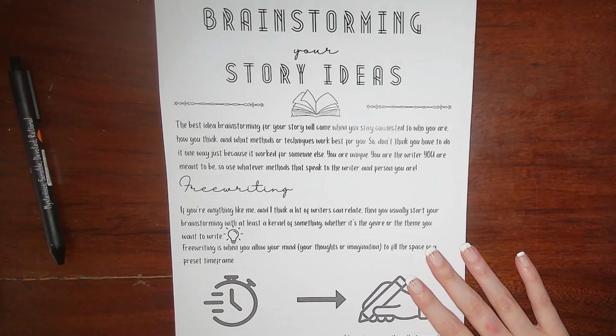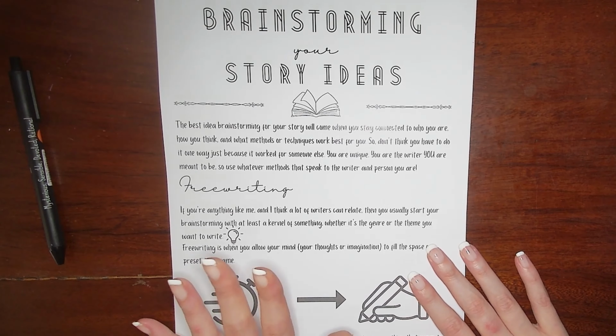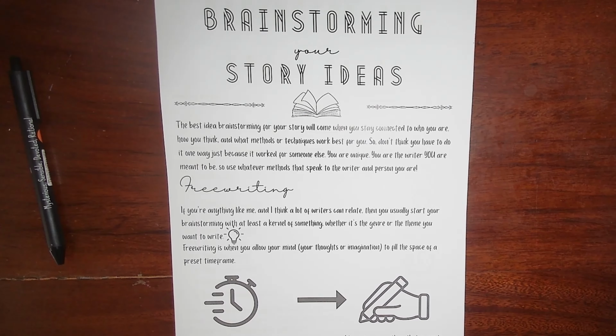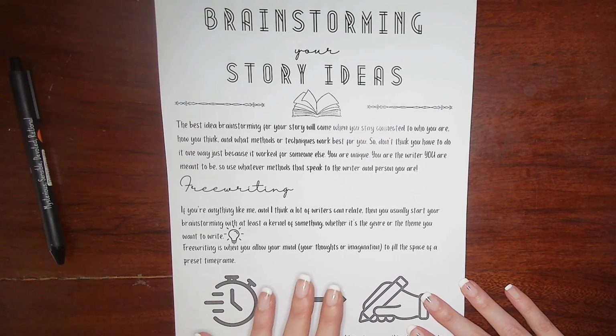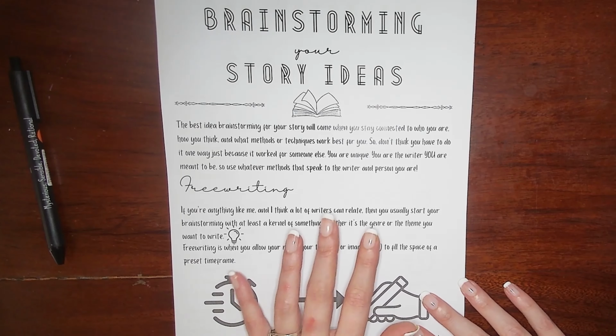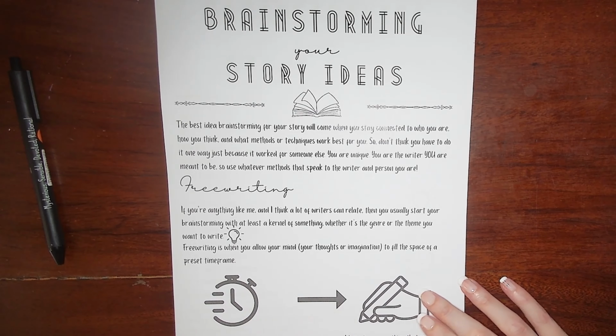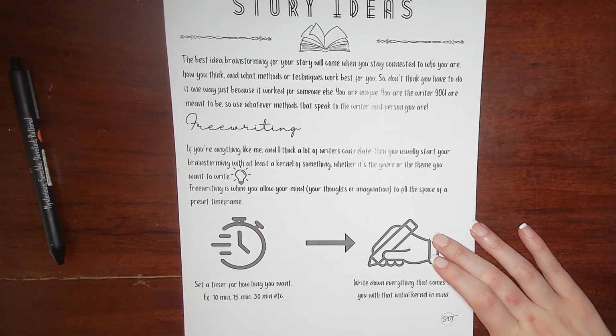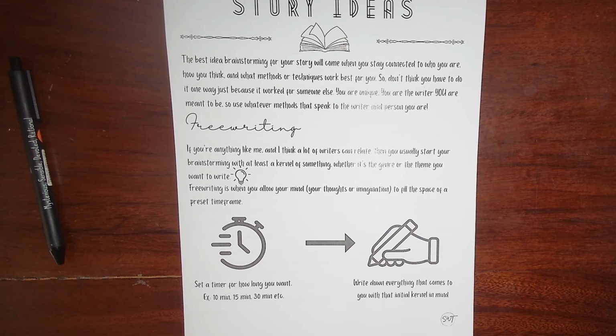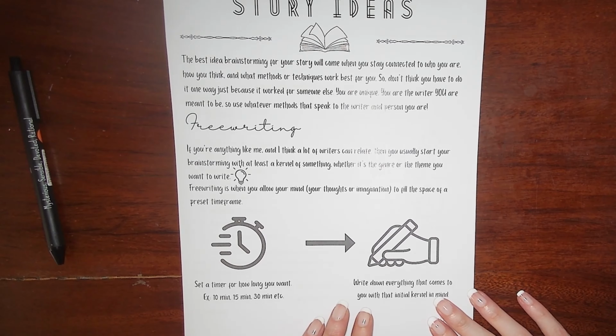All right, so the first method that I want to talk to you about is free writing. It allows you to fill the space of a preset time frame with whatever you can come up with within the confines of that kernel idea. All right, so basically you set a timer for however long you want, 10 minutes, 15 minutes, 30 minutes, whatever. Then you write down everything that you can come up with that initial kernel in mind.